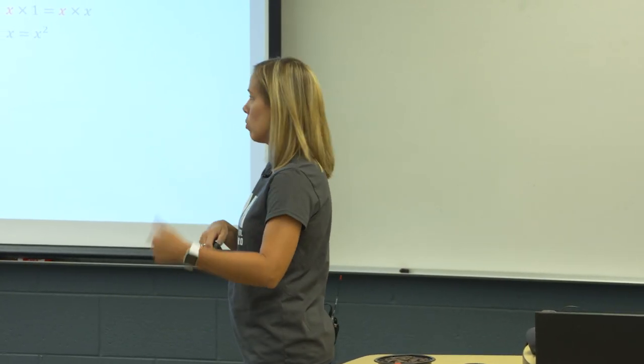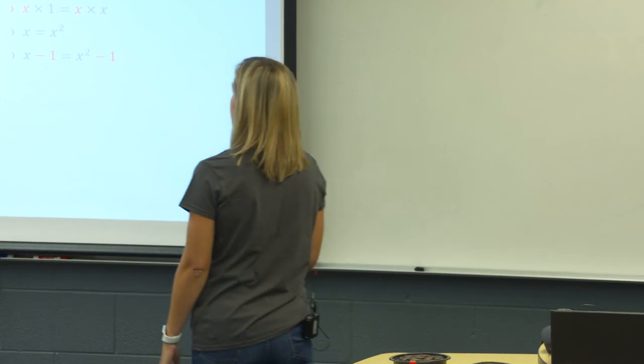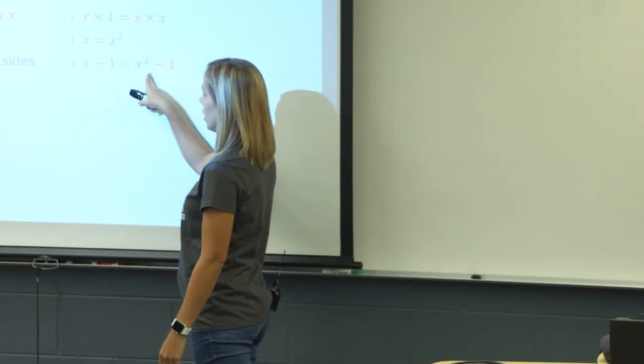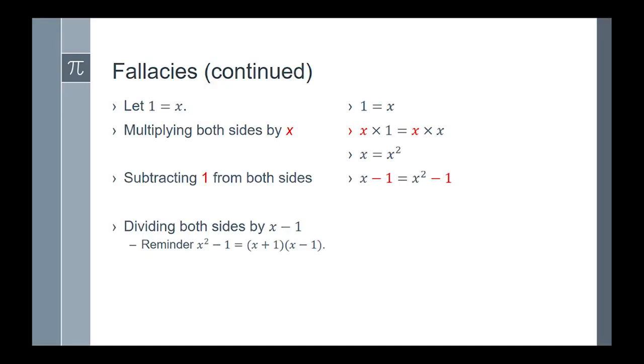And then we'll subtract 1 from both sides. So subtracting 1 here. And then we're going to divide both sides by x minus 1 to get rid of this side right here. Remember, we can factor this into x plus 1, x minus 1, because it's a difference of squares. So we take each side and divide it by x minus 1, and that gives us 1 equals x plus 1.